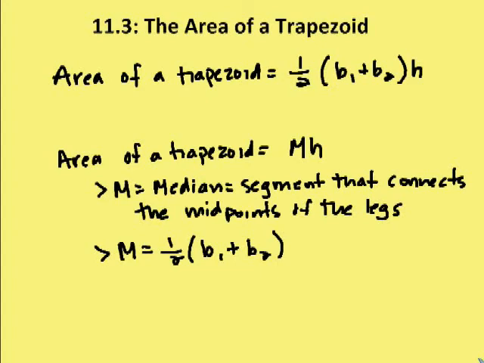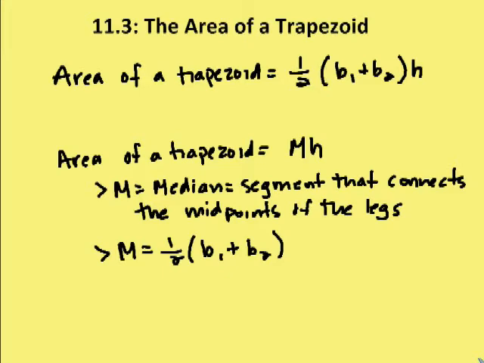In lesson 11.3, we talked about the area of a trapezoid. So remember, the area of a trapezoid is going to be equal to 1/2 the sum of the two bases times the height. We can also say the area of a trapezoid is equal to the median, or m, times the height.